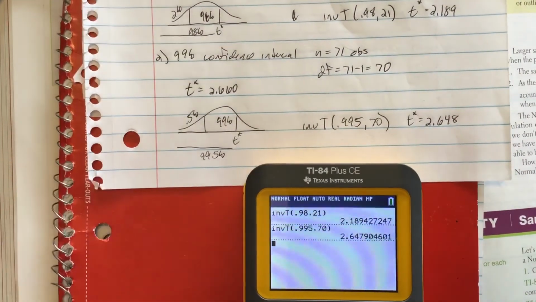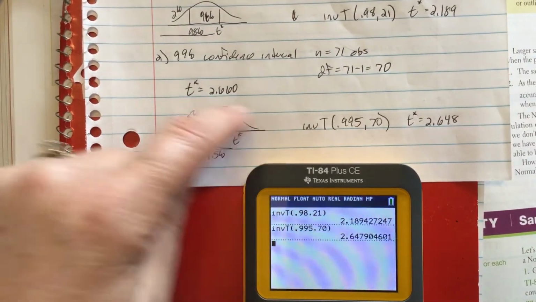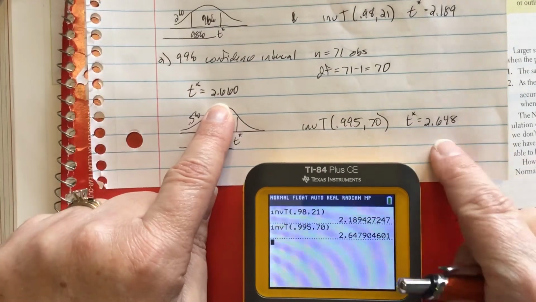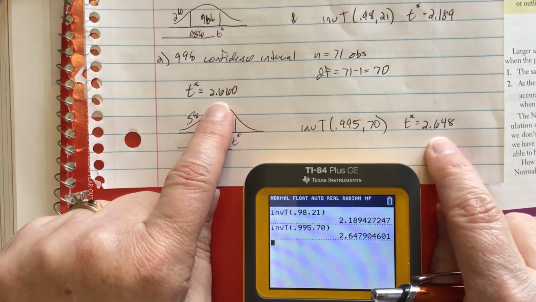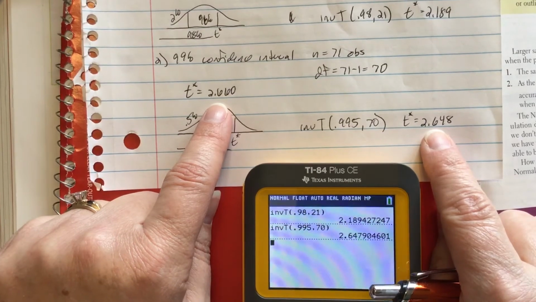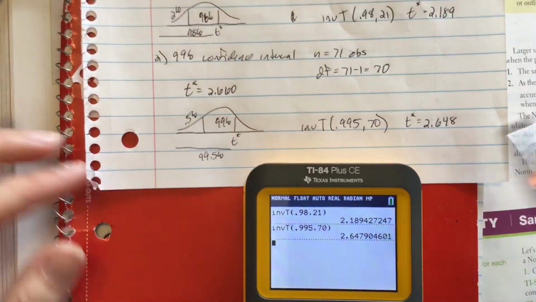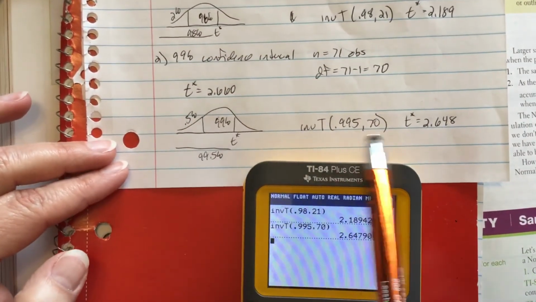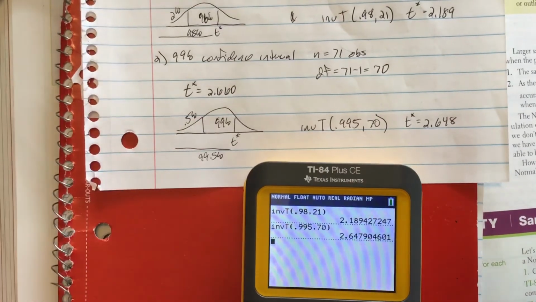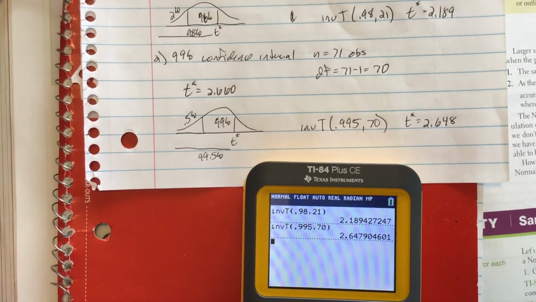It doesn't matter on the AP test whether you use the table or the calculator. Personally, you're probably going to use the calculator. It's definitely more exact. But I would give some indication of what you're doing. Draw your little curve, write down what you're putting in the calculator so they know what you're doing. Okay, that's it for that one.